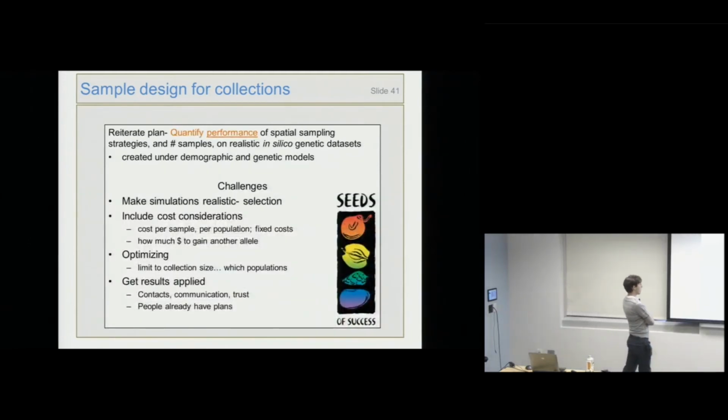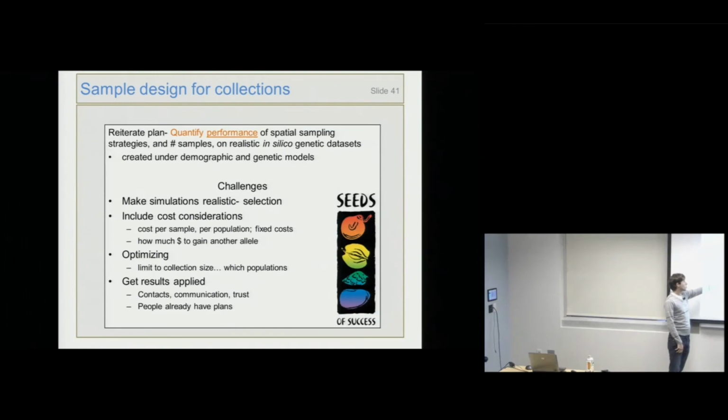There are a couple of important challenges to this plan that I've outlined. I think there are 4 major challenges. One is to make the simulations realistic. It will be especially challenging to think about what the appropriate genetic architectures are for various adaptive traits, because we don't know a lot about that right now.